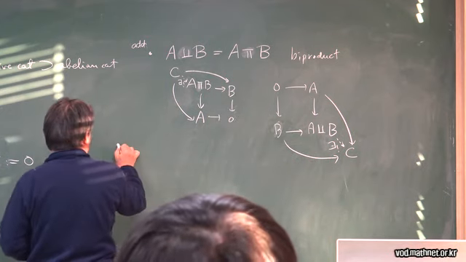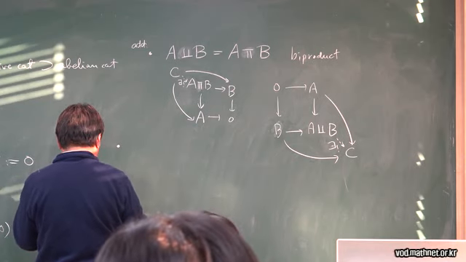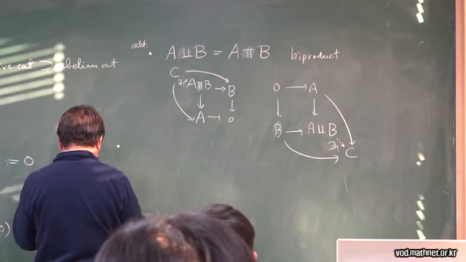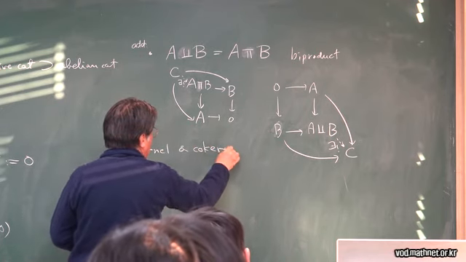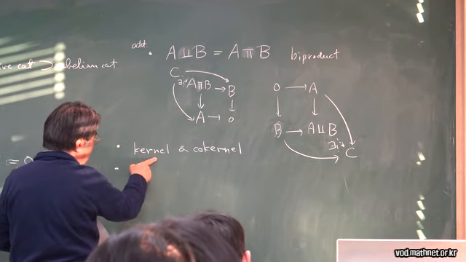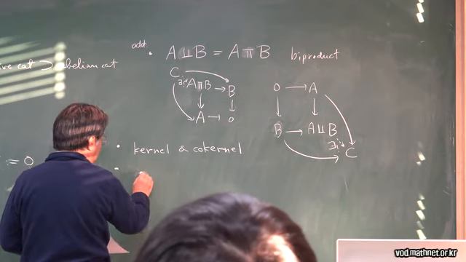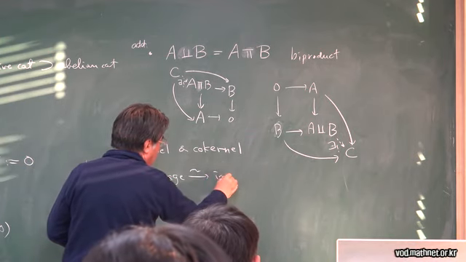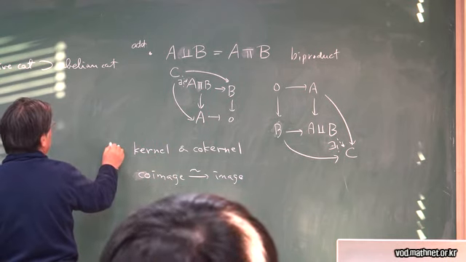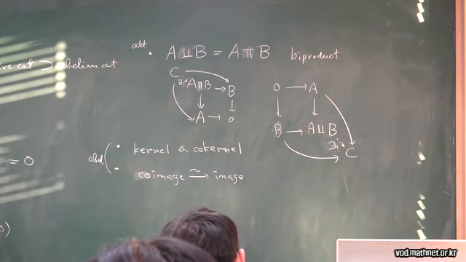And these two conditions are added, and then it is an additive category. And then there are more axioms for an abelian category. An abelian category says that there is a kernel and cokernel. So there exist kernel and cokernel, and there is an isomorphism from coimage to image. So what is this? So these are the axioms of an abelian category. So what are kernel and cokernel?